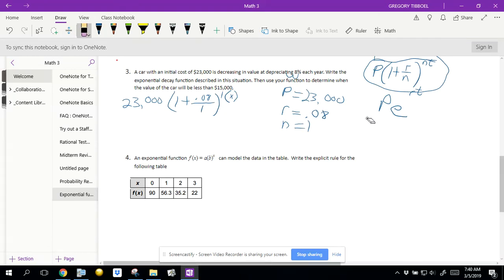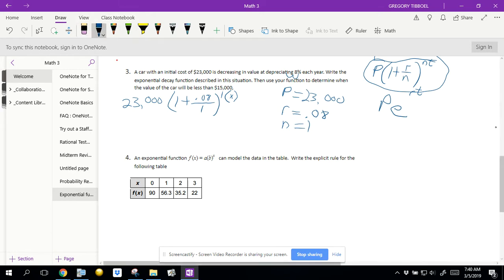All right, so we're gonna go ahead and talk about number three now. So basically, what we got going on is a car is depreciating, right? And the starting value is 23,000. So that's my P value. It's always my start value. The interest rate is 8%.